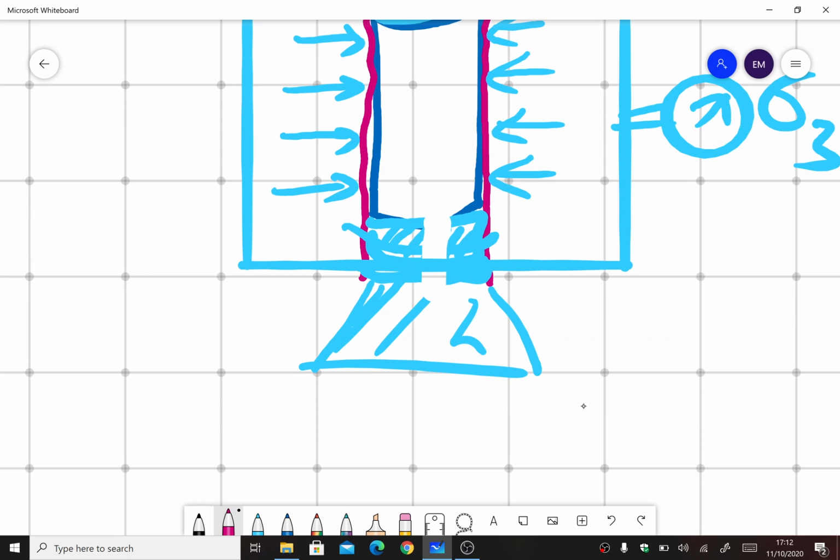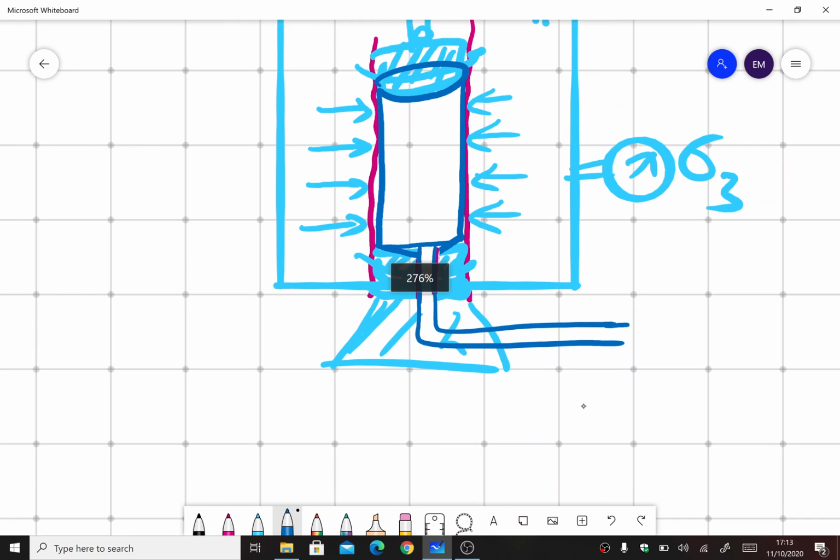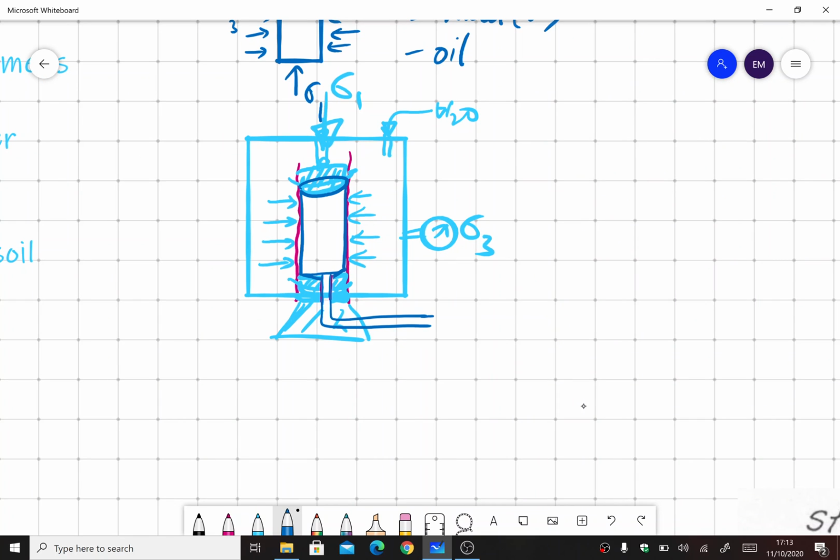So just like this, there is a valve. This was the soil specimen, and inside the porous stone there is a valve that leads outside. Okay, and then we can control the drainage.